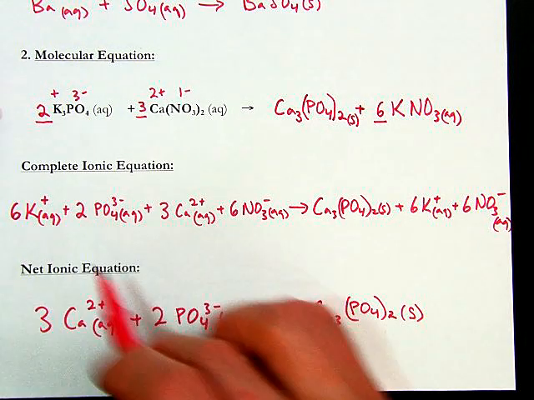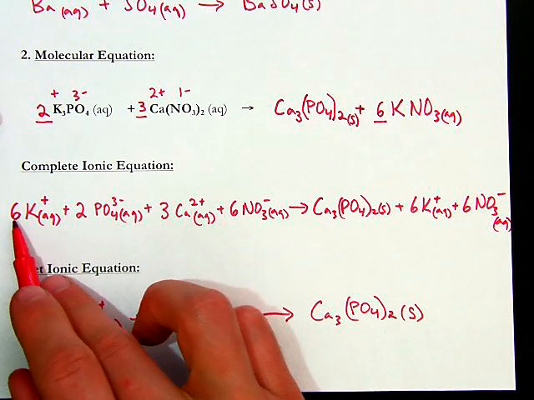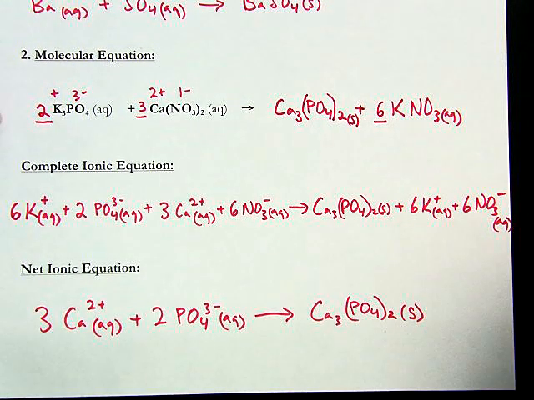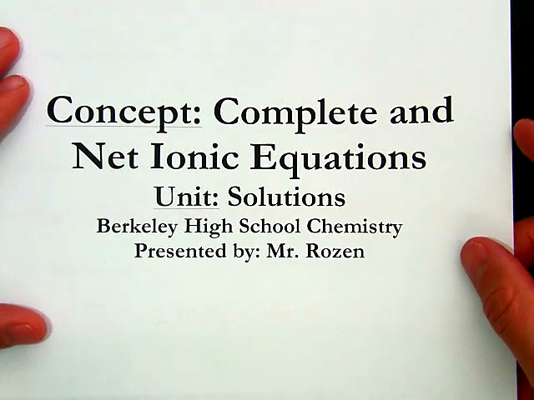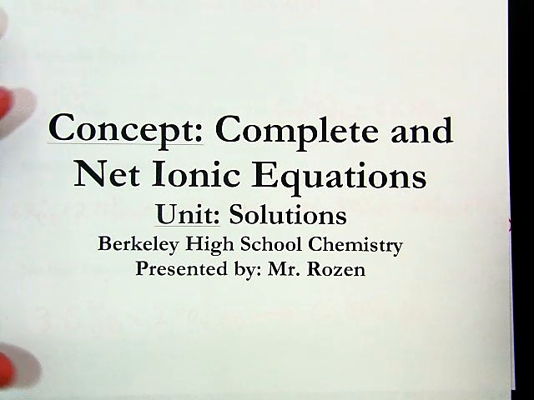The complete ionic equation shows all of the ions in terms of how many there are, the charge and the state, before and after, and the solid does not get broken down because it stays a precipitate, it stays a solid in solution. This has been a video about complete and net ionic equations.